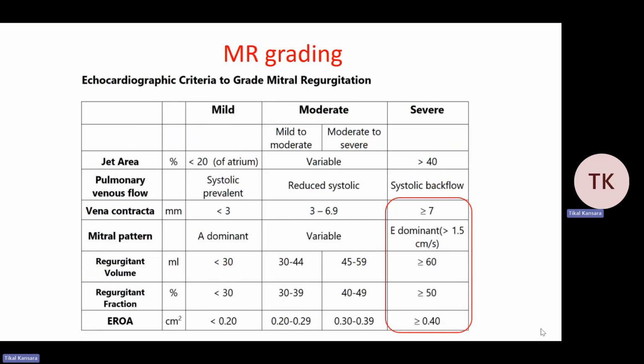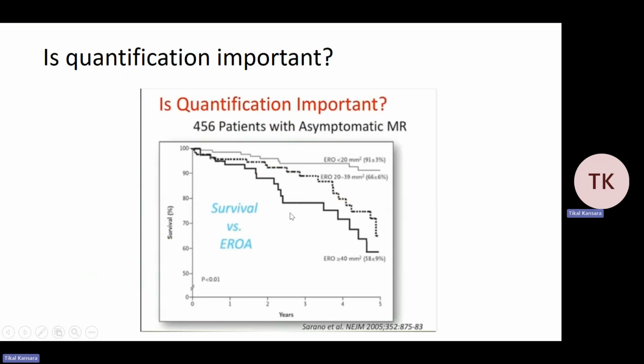So this is quantification: mild, moderate, and severe. And why is quantification important? Twenty years ago, there were studies that when the patients were asymptomatic and the EROA was, I'll just give you one example, more than 0.4 centimeter, they had a really high mortality rate. Of course, at that time, there was nothing available. Almost 40% of the patients did not make it up to 5 years after that. So that's how the criteria of mild, moderate, severe came into practice. And then we had all the treatments which are available for that. That is why, because the mortality depends on how severe the MR is.